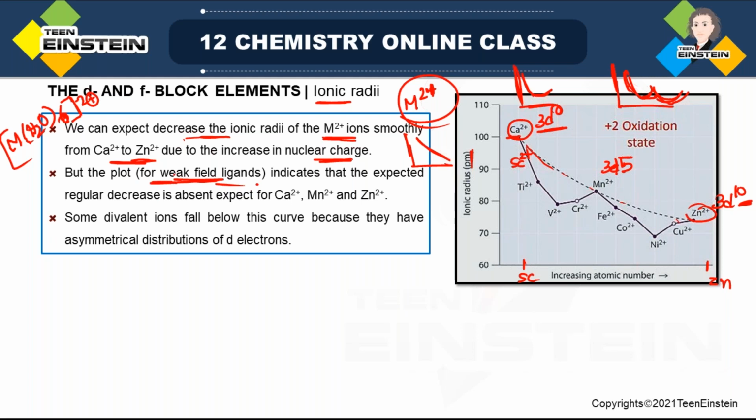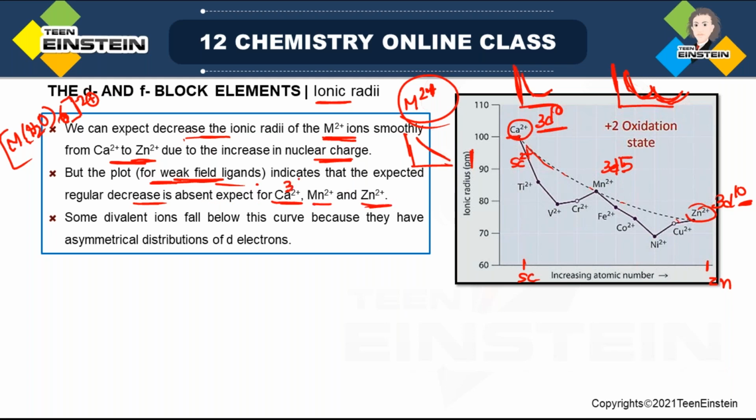Remember, if you are taking any strong field ligand, then the nature of the curve will be something else, and that is beyond the scope of our syllabus. That is not required. Just see how it is for weak field ligands, that is enough for us. So the plot that you are seeing here is actually for weak field ligands. Now this indicates that the expected regular decrease is absent except for these three cases.